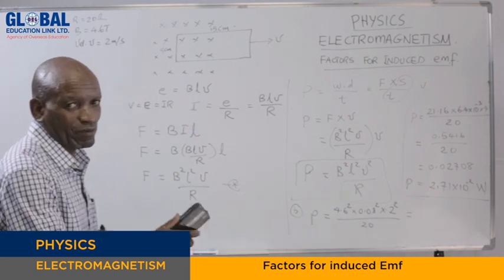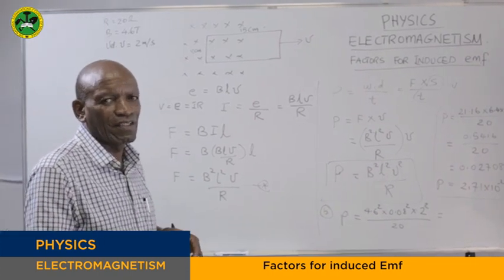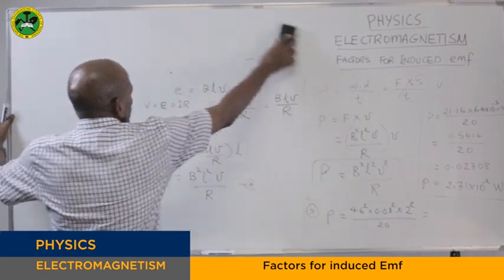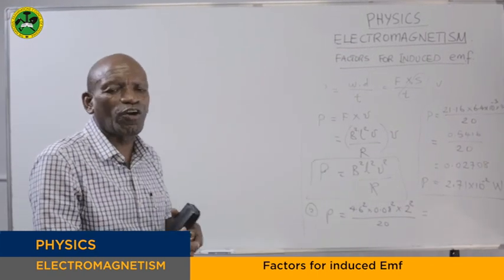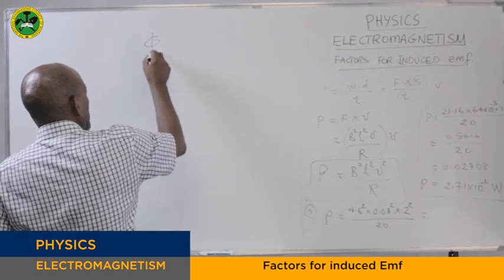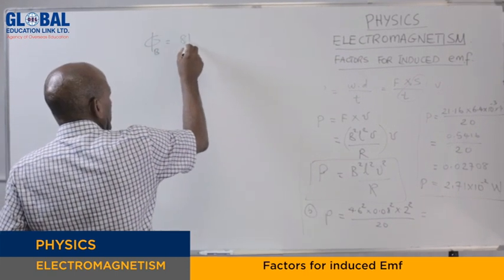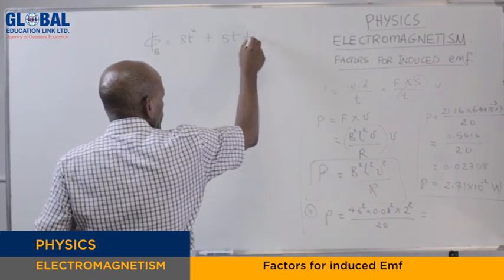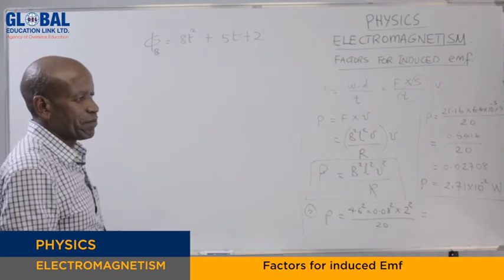So we have that question, and I can give you some hints. With that question, we are given that the magnetic flux across a coil is varying according to this expression: 8t squared plus 5t plus 2, and this is measured in milliwebers.